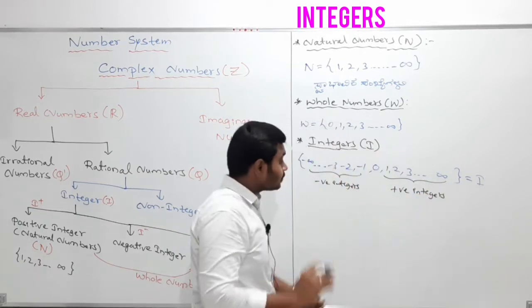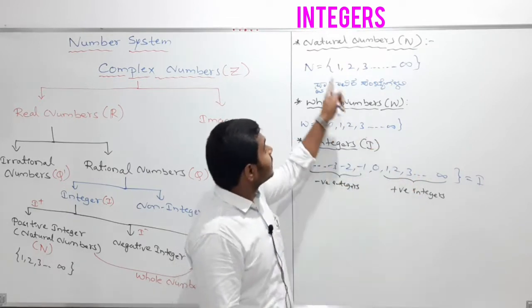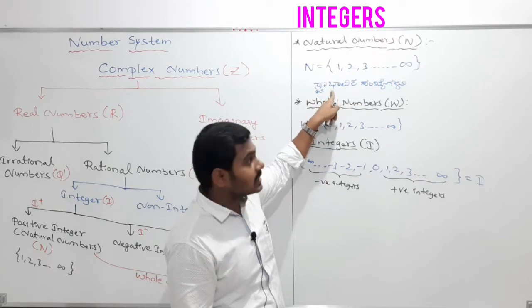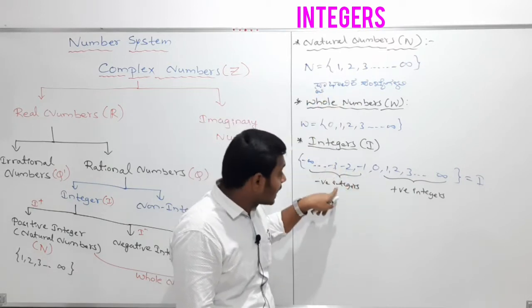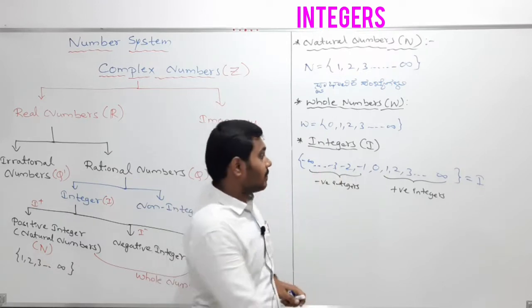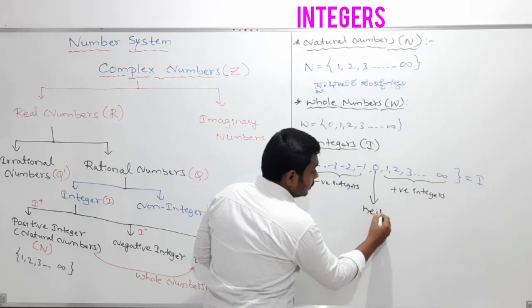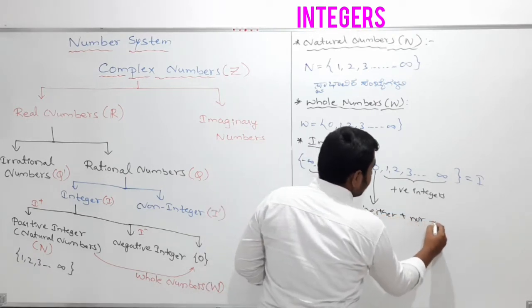My dear students, 1, 2, 3, up to infinity, we can also call positive integers. And now minus 1, minus 2, minus 3, we can call negative integers. And please remember, this 0 is neither positive nor negative, neither positive nor negative.